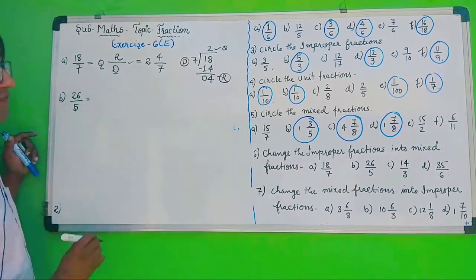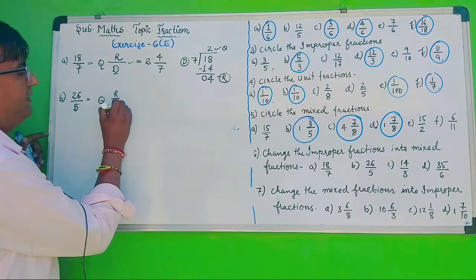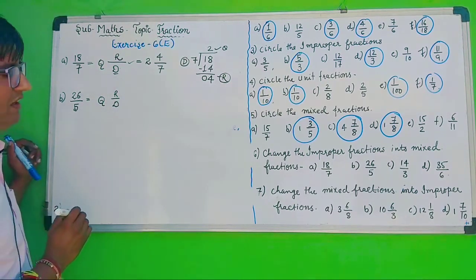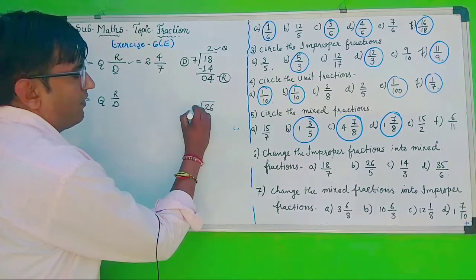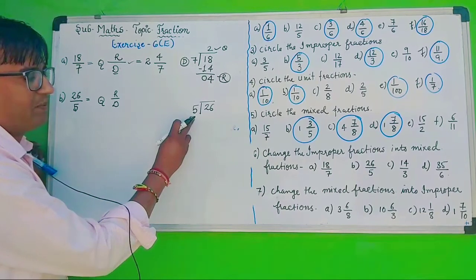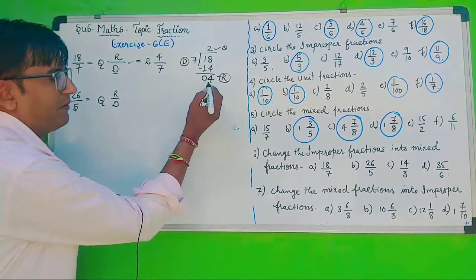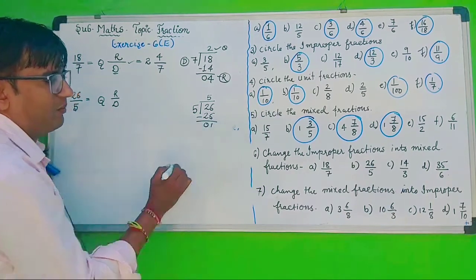In 26 by 5, first of all I will write the formula QR by D. Then 26 you have to divide by 5. 5 1s are 5, 5 2s are 10, 5 3s are 15, 5 4s are 20, 5 5s are 25, 5 6s are 30. So 5 5s are 25, here remainder 1.